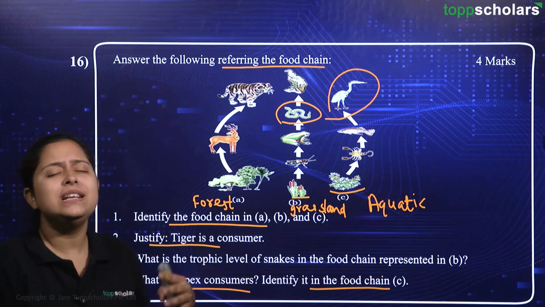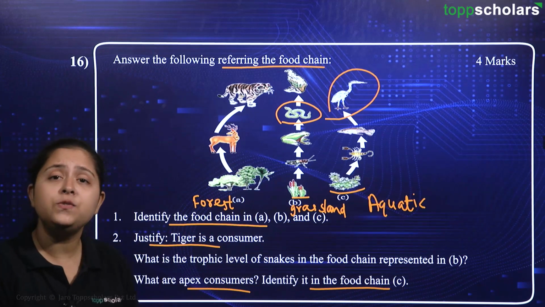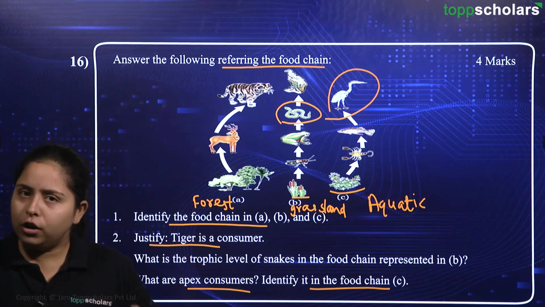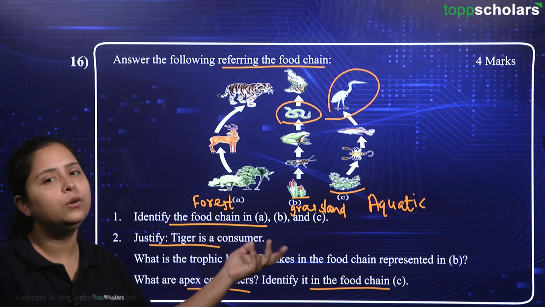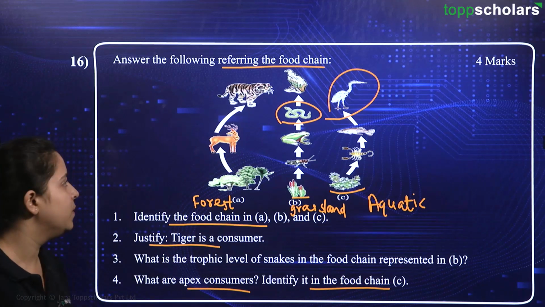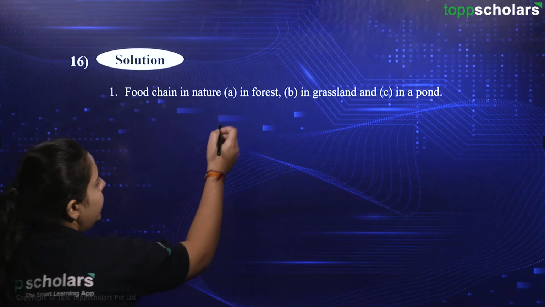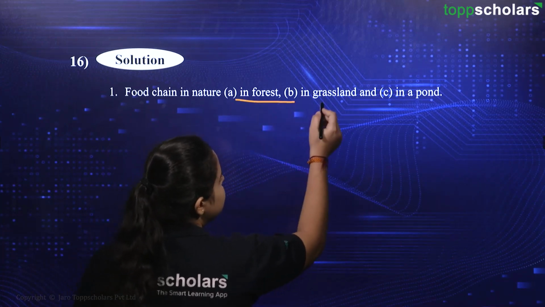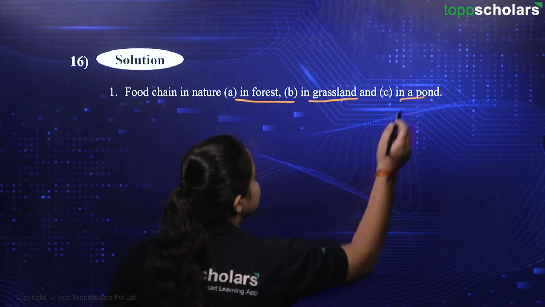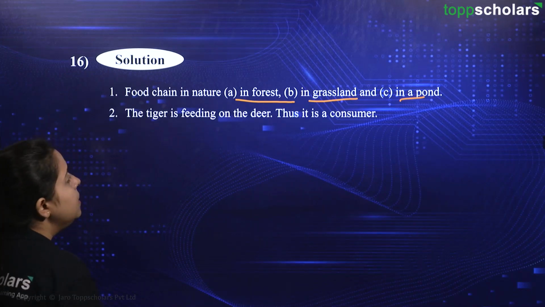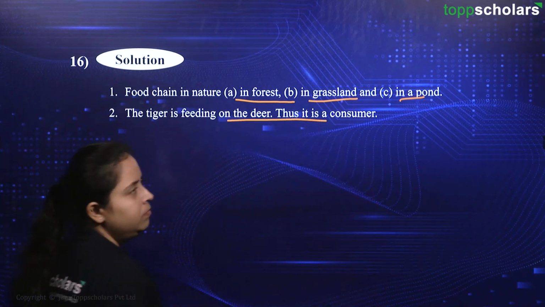So, as you can see and guess, the questions from this chapter are very easy. You just need to have a fundamental knowledge of these things and you can apply it in the questions and easily grab the marks. Let us answer the questions over here in the solution part. Food chain in nature, A is in forest, B is in grassland and C is in a pond. Okay, aquatic ecosystem.